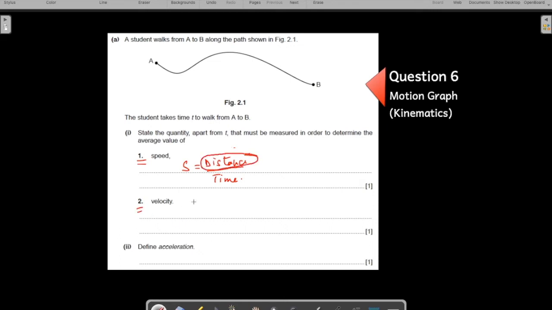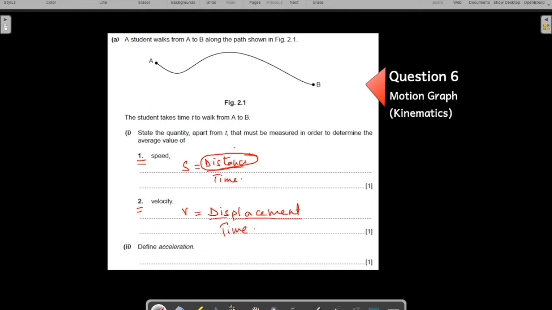Part 2, velocity. What is the formula for velocity? Velocity is displacement over time. So what is the quantity you need to measure? You need to measure the displacement.